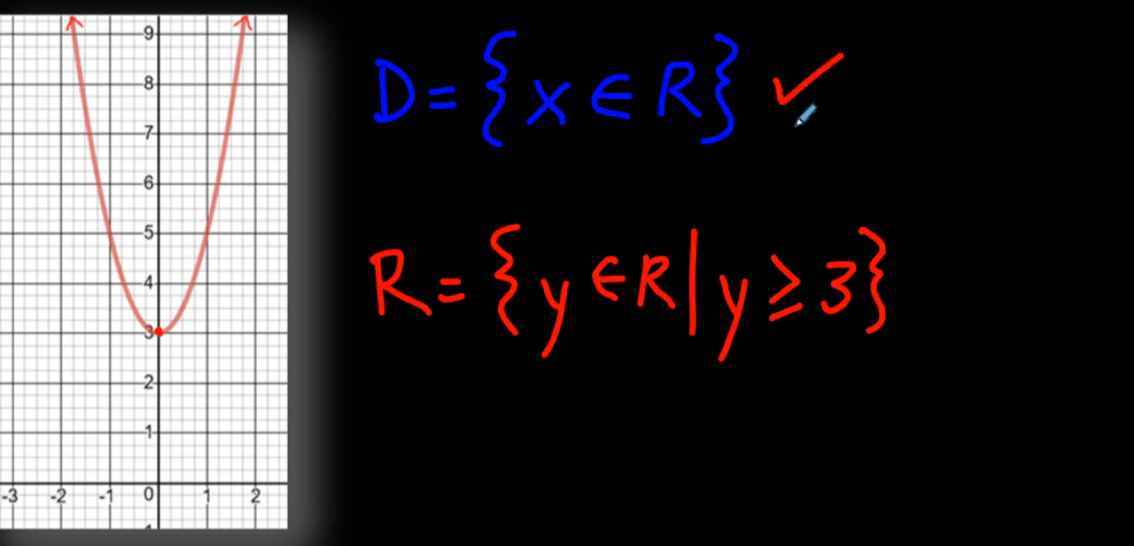This is what you do if it goes forever left and right. If something touches a certain number and then goes up in a certain direction forever, this is what you would write right here. Okay? We need to see some more scenarios, though, because it does get a little more interesting. Okay, let's start with domain. Here we have a circle. Obviously, a circle doesn't go forever up and down. Okay, so let's see what happens here.